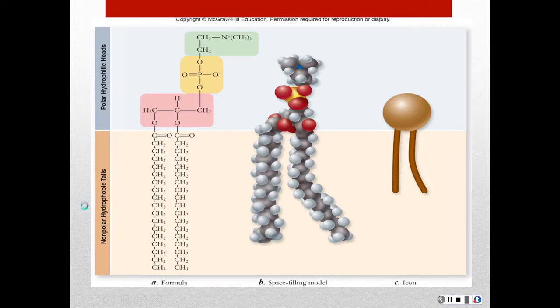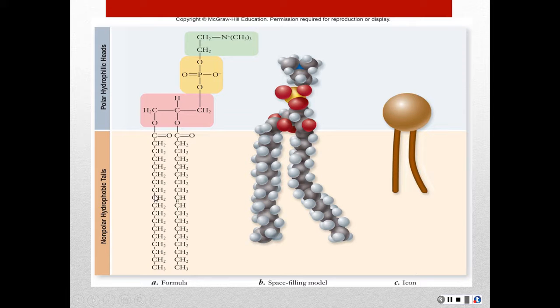And we're going to look at a detailed diagram of this phospholipid structure. We see that it has a nonpolar hydrophobic tail and a polar hydrophilic head. And you notice we have three types of views of this same phospholipid. Here we have the chemical formula, and we have the space filling model. Then you have the icon.